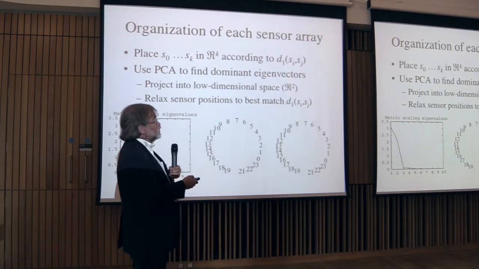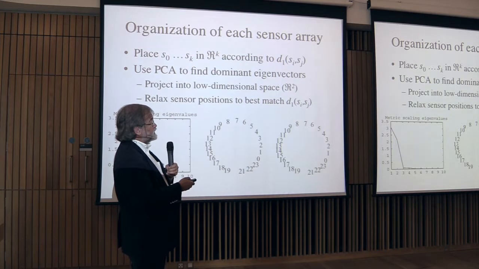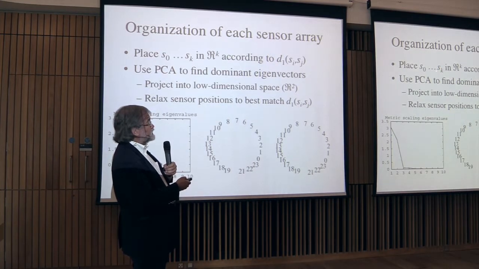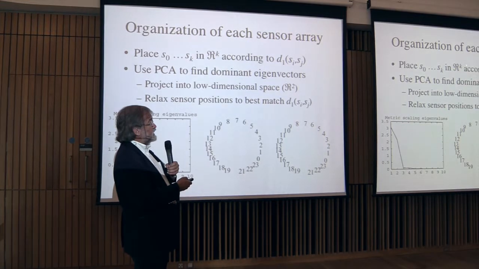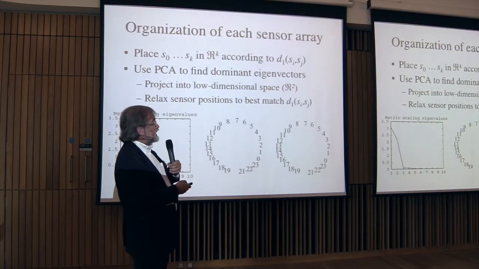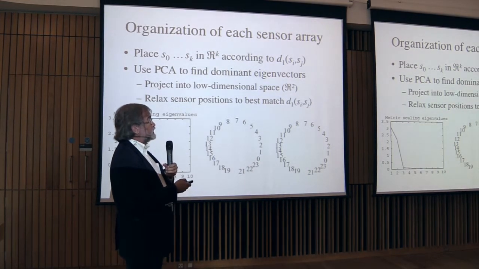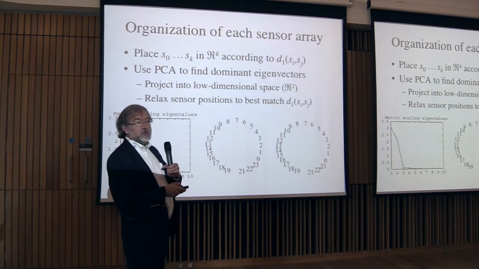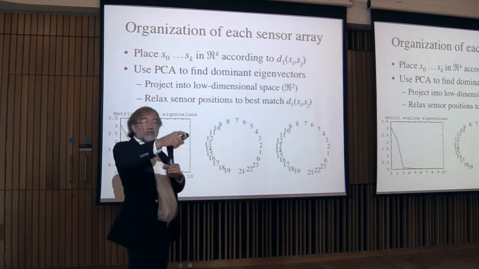So now, once I have this distance metric, I can take the sensors that I have, which is k plus 1 sensors, and embed them in a higher dimensional space, R^k, according to those distances. So I basically get a k-dimensional point cloud.